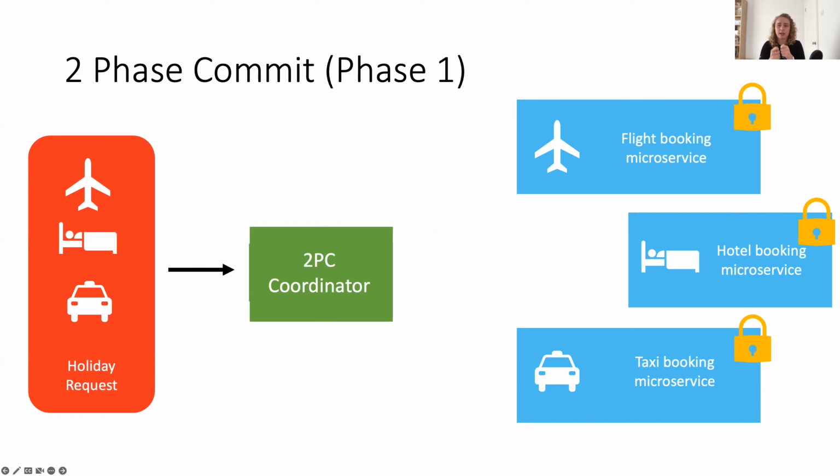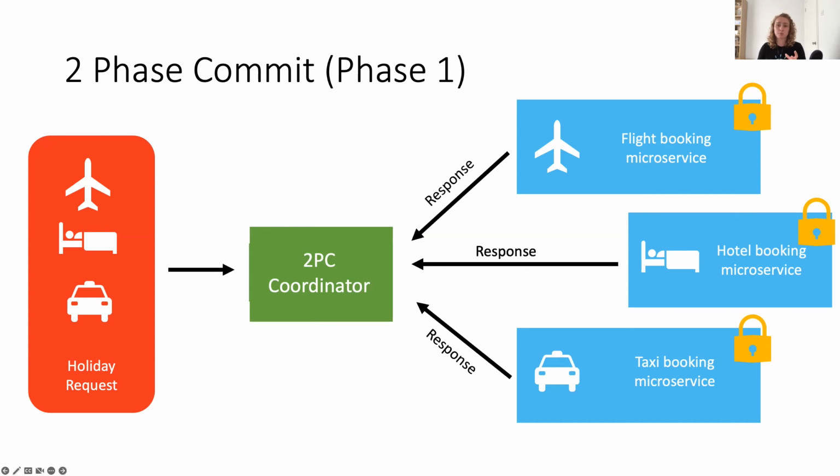And this is where it can get a little bit sticky in terms of cloud native. But let's carry on for just now. So in this, we've locked our resources, so now no other transactions or requests can access these. We then send a response back to the two-phase commit coordinator, depending on if we have the resource available or not that the transaction needs.